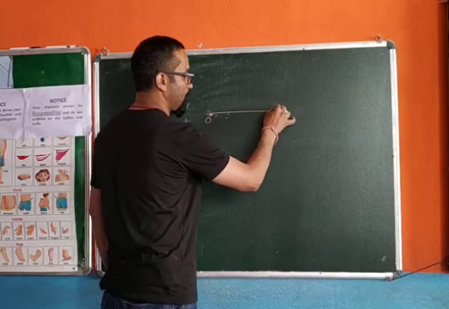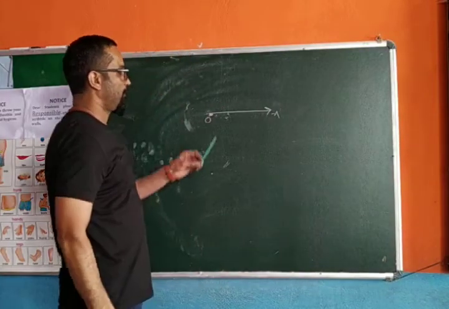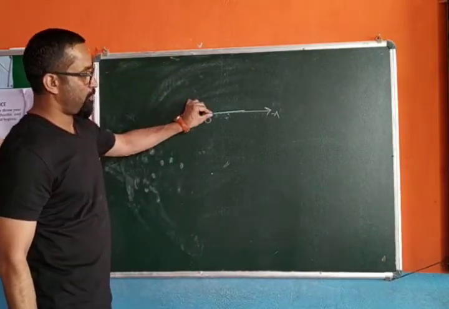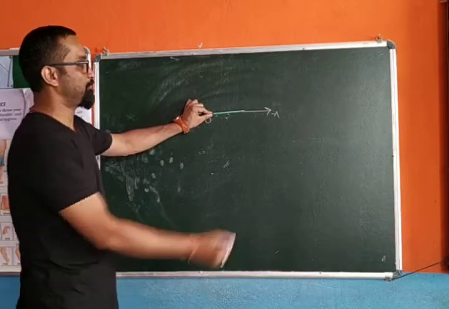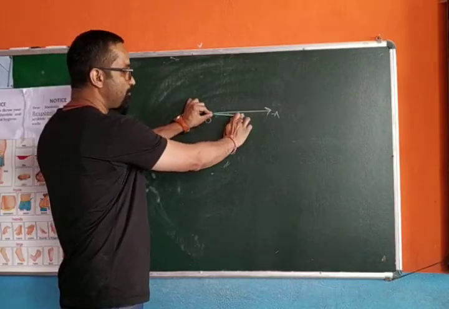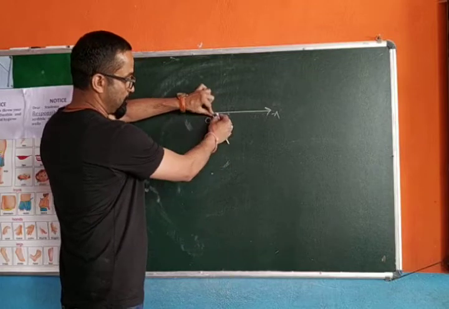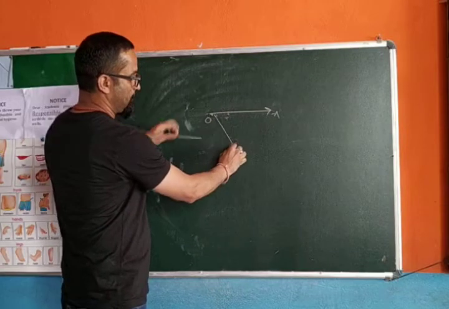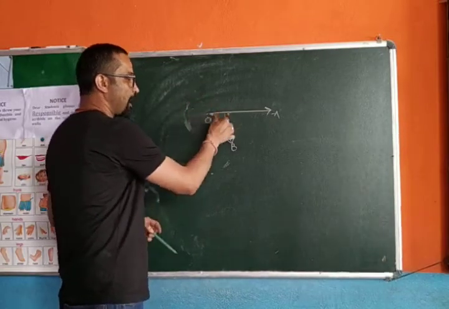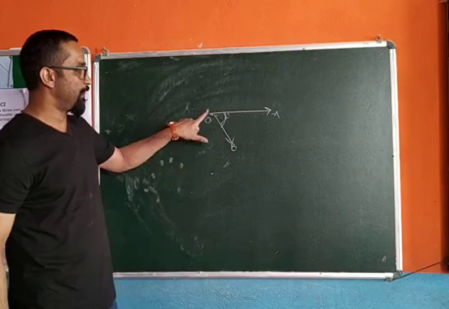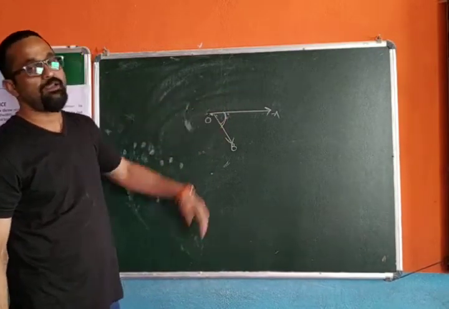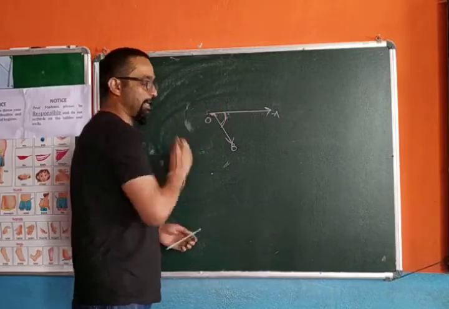You can form it like this also. O, B, the tip of the pencil is B. I'm rotating it downward. Another angle is formed. Fixed point, arms, and it has a vertex.